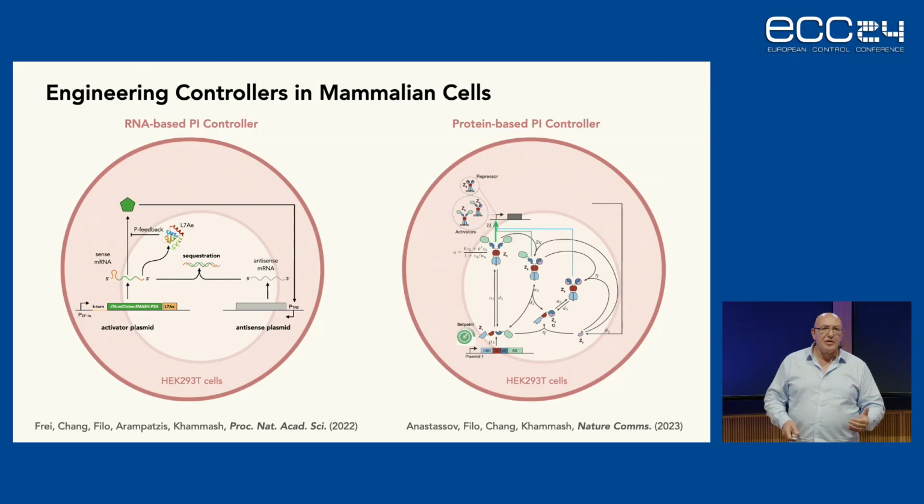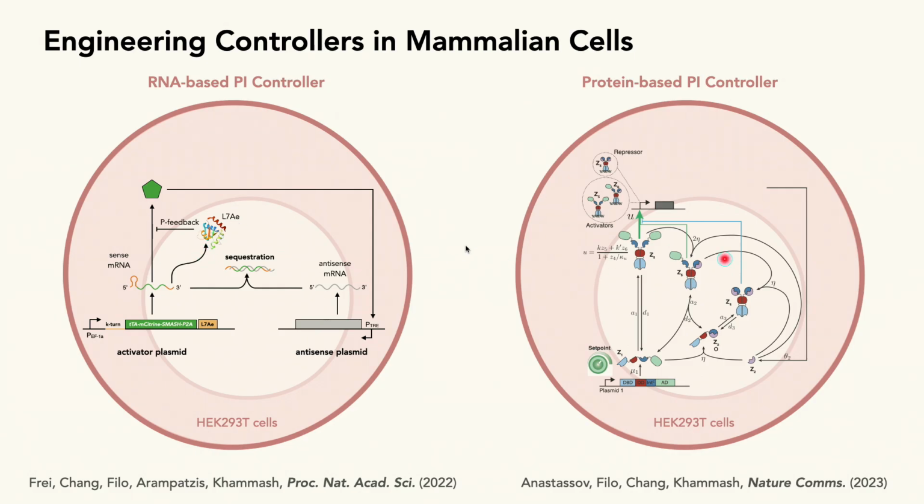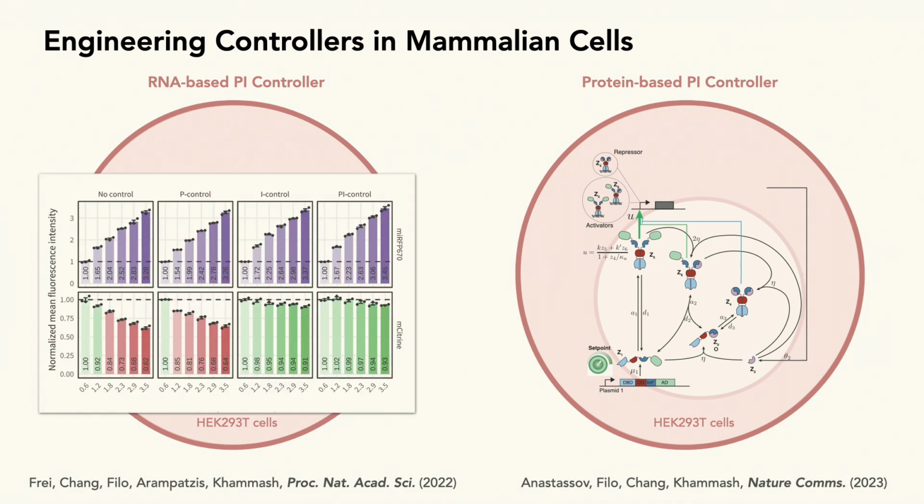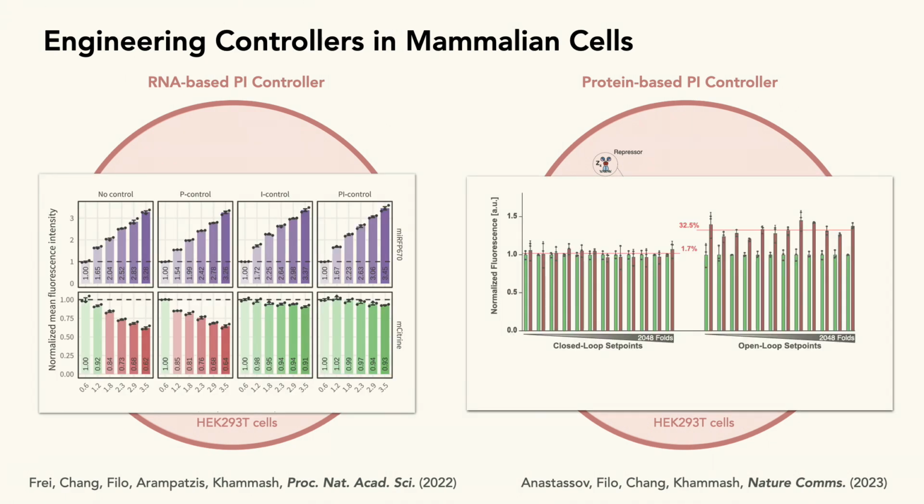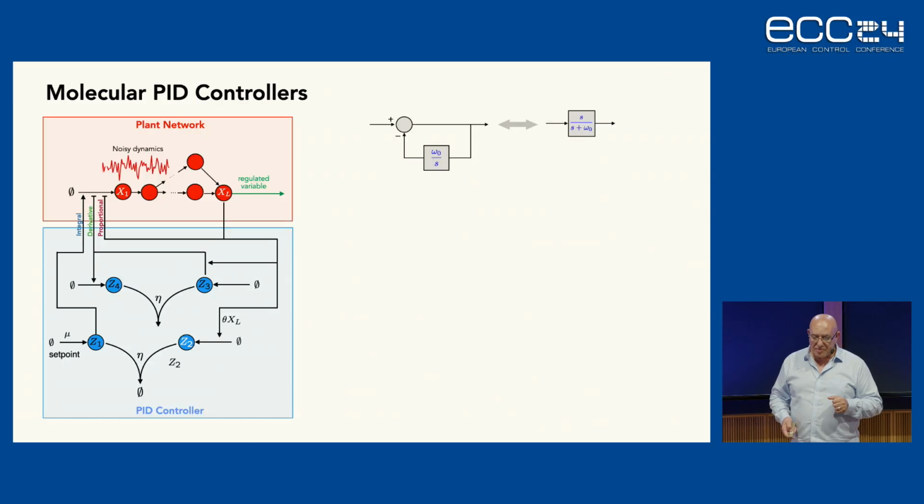And finally, and more recently, we have achieved this in mammalian cells, and this is where we want to go because that's where the therapeutic applications are. So in mammalian cells, we can now do proportional integral feedback using either mRNA or proteins. And so there are two different implementations. And in both cases, you can show near perfect adaptation in response to disturbances.